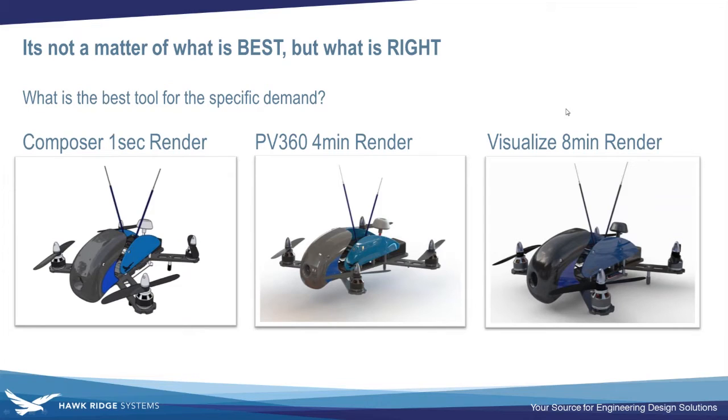So we'll show that. The second one, PhotoView 360, takes a little bit longer to create that rendering. The setup time is about the same as it is for Composer, and when we're talking about Visualize, it's about the same as well. So these are all very comparable for how much time you're spending in the application. These times here are the time from when you click render to when you have that image saved out. For PhotoView 360, this rendering here is a 4-minute render, and you look at it and it looks very nice.